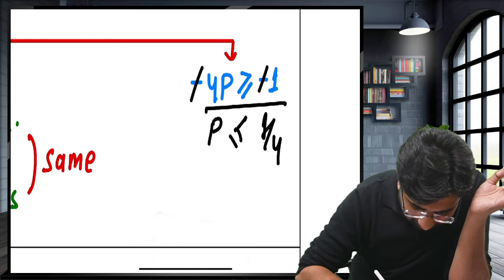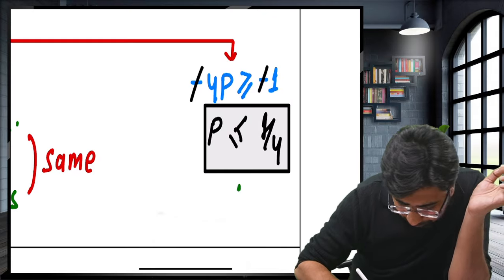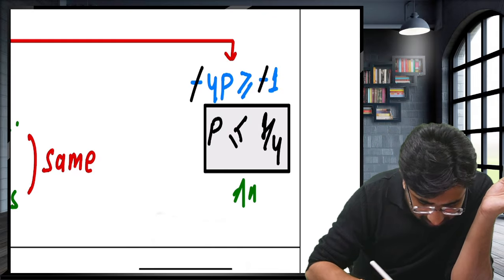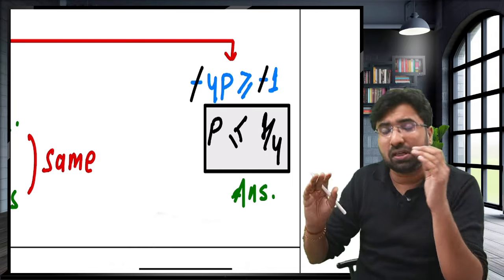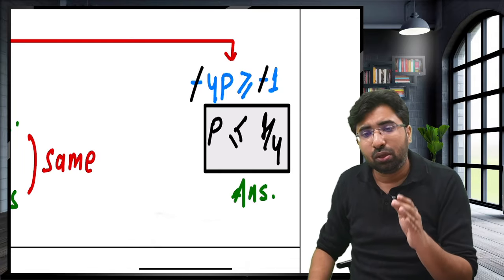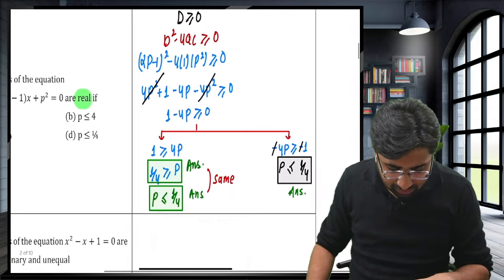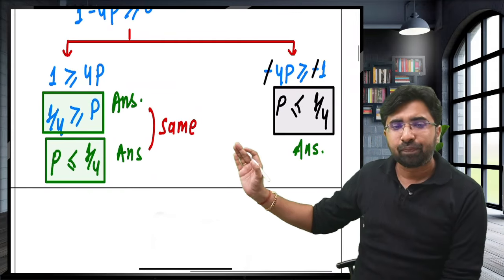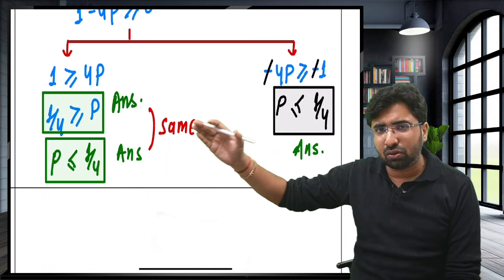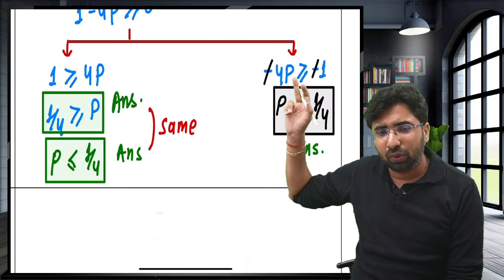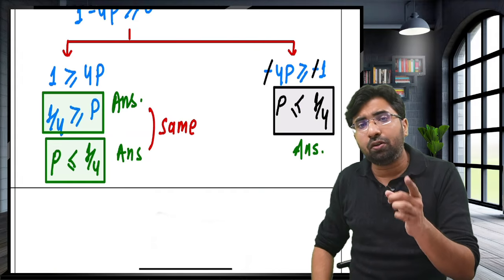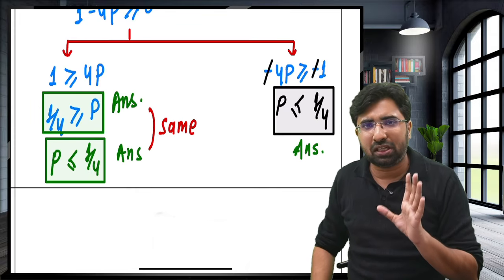Guys, in both the cases, the answer is same. But whenever you are cancelling the minus sign from both sides, or you are multiplying both sides with a minus sign, don't forget to change the sign of inequality. Here I have considered both situations. Some students can solve like this, some can solve like this. But if you're cancelling the minus sign, don't forget to change the sign of inequality.